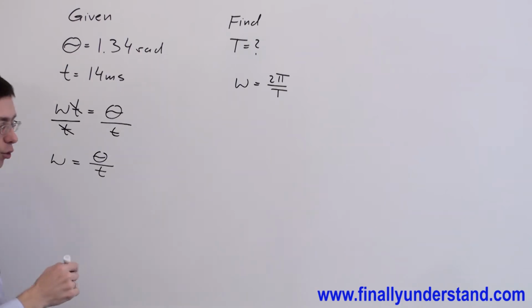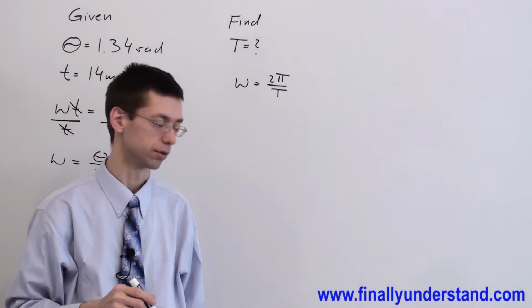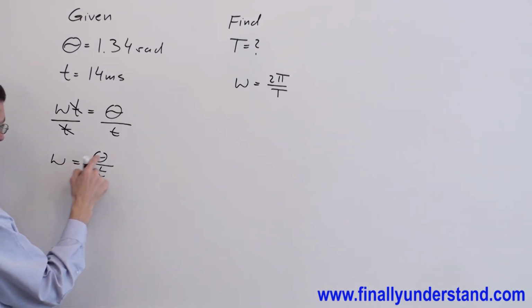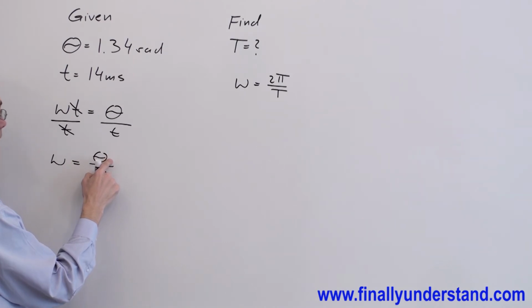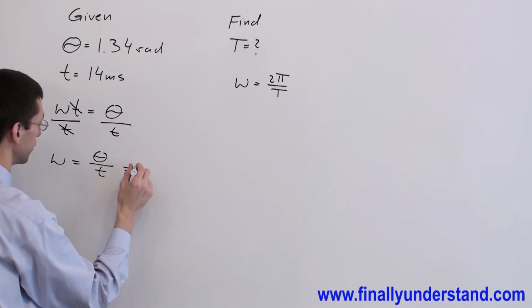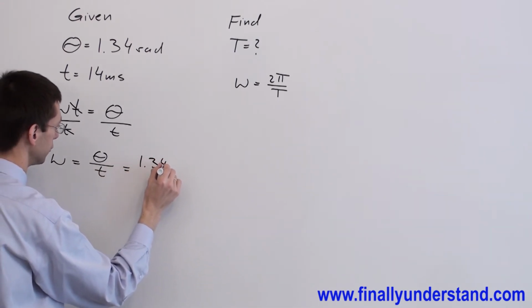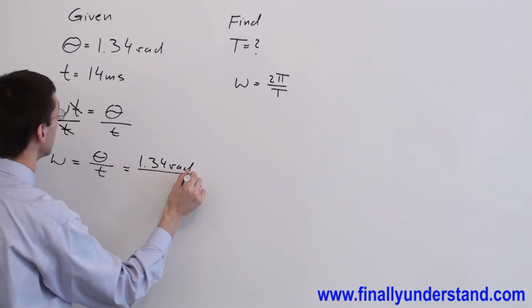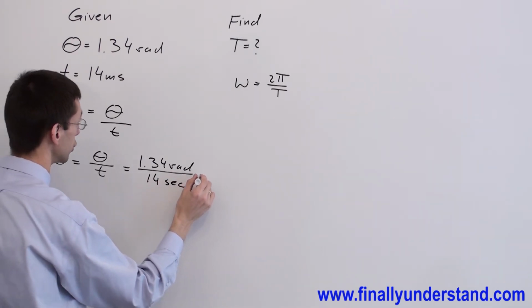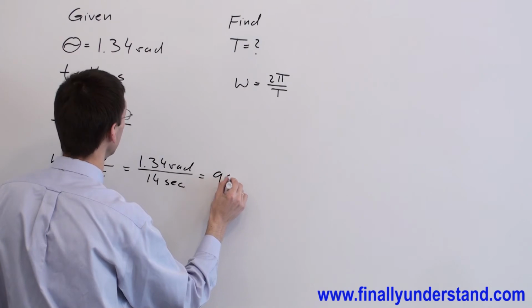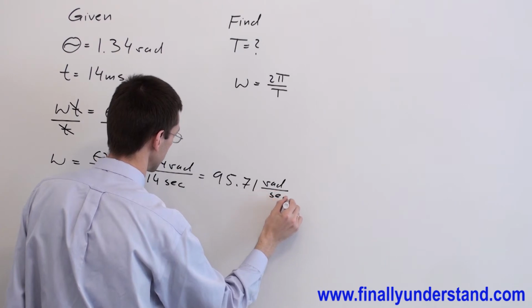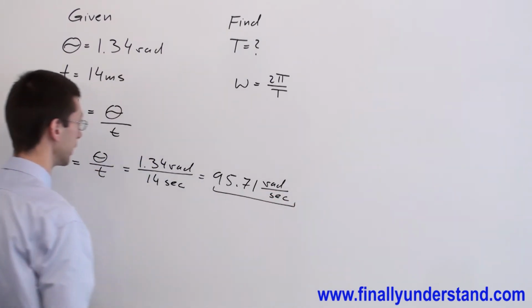Please notice that anytime you are dealing with angles, you're supposed to be very careful, especially when you're looking for omega. Omega is measured in radians per second, so your angle has to be in radians. In our case, the angle is expressed in radians. That's why I'm going to simply copy this down, and I'm going to write 1.34 radians over 14 milliseconds, which is going to give me 95.71 radians per second. This is my omega.